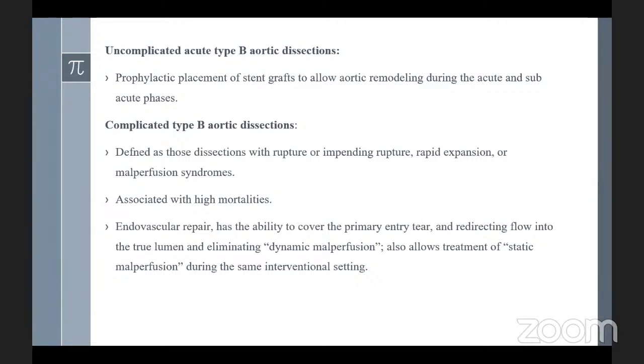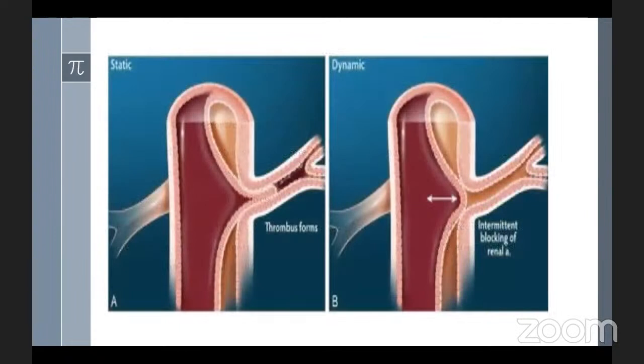So endovascular repair is the mainstay of management because it has the ability to cover the primary tear and redirect the flow into the true lumen, eliminating dynamic malperfusion and also treating static malperfusion during the same interventional setting. So to know the difference between dynamic and static malperfusion, the dynamic, as in the picture, is malperfusion caused by branch vessel occlusion of the true lumen by the pressurized false lumen.